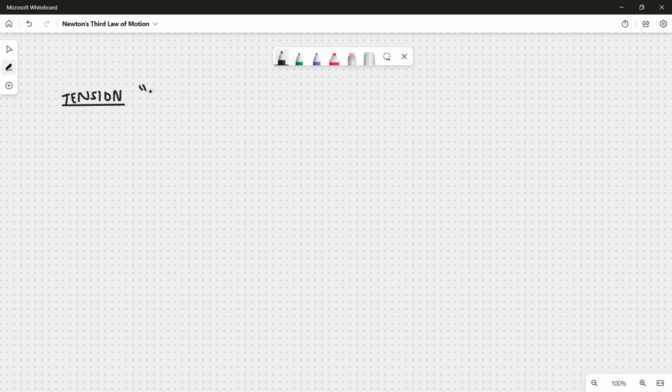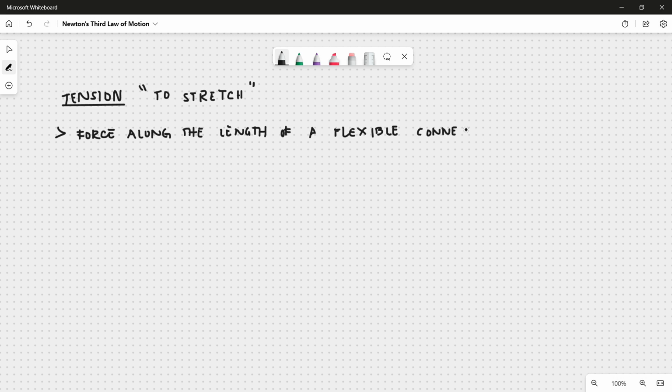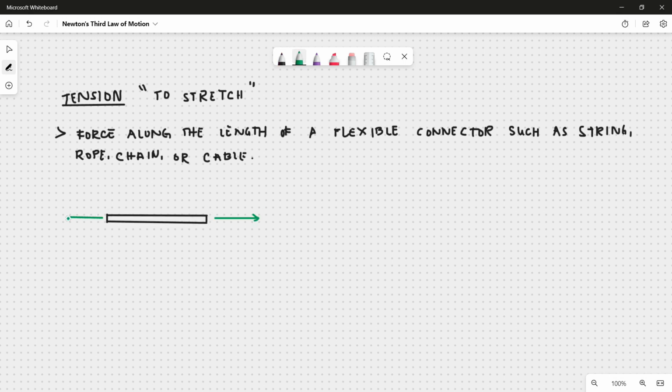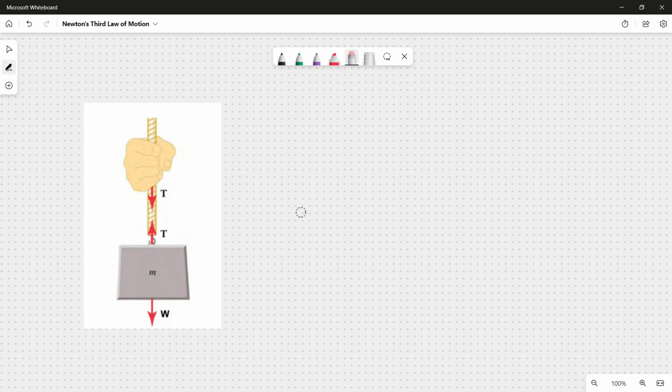The word tension comes from the Latin word meaning to stretch. Tension is the force along the length of a flexible connector, such as a string, rope, chain, or cable. Regardless of the type of connector attached to the object of interest, one must remember that the connector can only pull or exert tension in the direction parallel to its length. Tension is a pull that acts parallel to the connector and that acts in opposite directions at the two ends of the connector. Consider a person holding a mass on a rope, as shown in the figure.